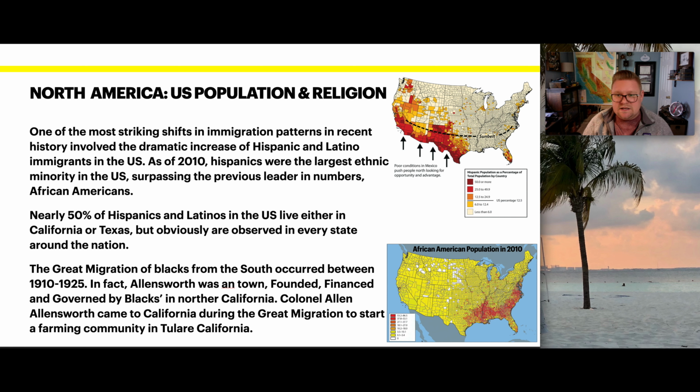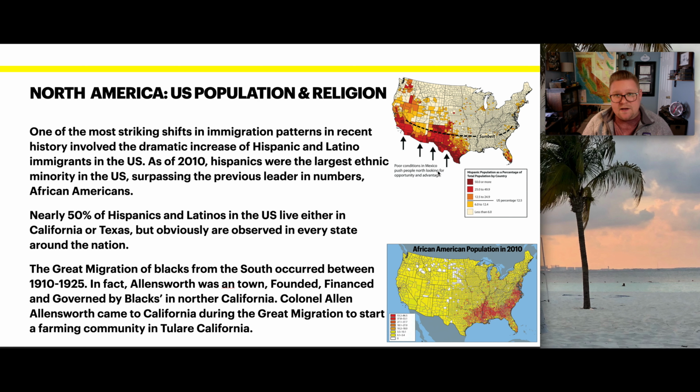As you can see in this little diagram that I've shown here, we can see Hispanic population by percentage, and again, it's that Sun Belt area down here. There's obviously some in Oregon and Washington and scattered throughout other regions, but this is the prominent area in which we have a larger concentration of Hispanic and Latino immigrants.